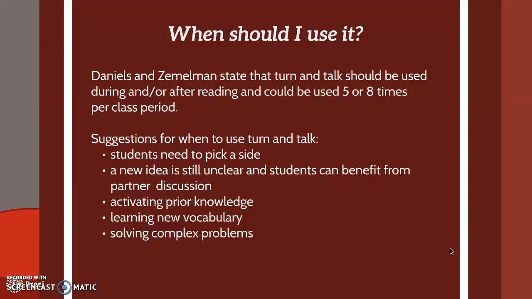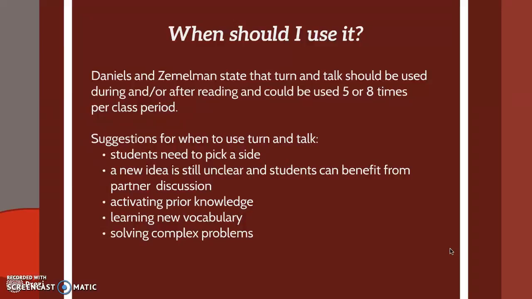Activating prior knowledge. And here's the piece where I think that turn and talk can be used before you do a reading. I use this in one of my biology classes where we were talking about the characteristics of living things. And I had students do a turn and talk with their shoulder partner prior to reading through the text about characteristics of living things to see what they came up with. And then we were able to go back and compare their before list and their after lists.